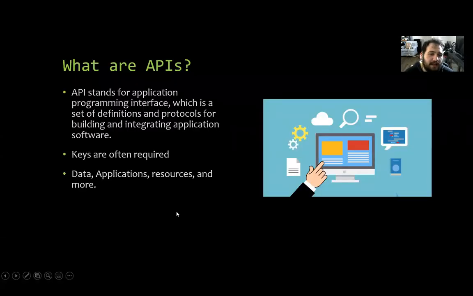So what are APIs? APIs stand for application programming interface. These are a set of definitions and protocols for building and integrating application software. Simply put, they are how programs and servers interact with one another. Through APIs, you're able to get access to data, application resources, and methods that you don't have naturally.